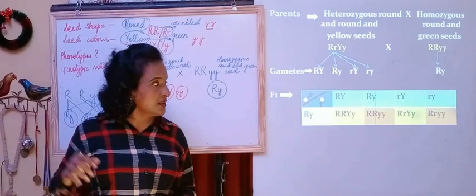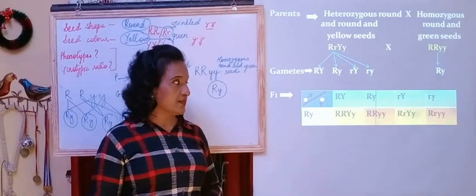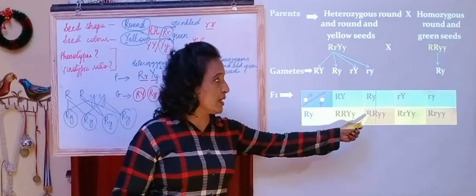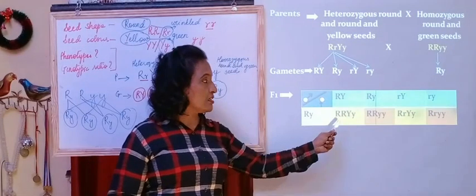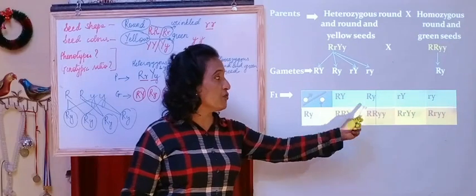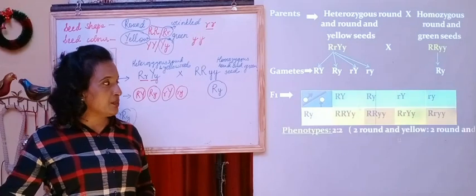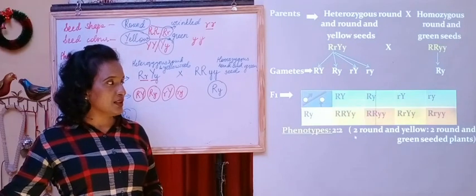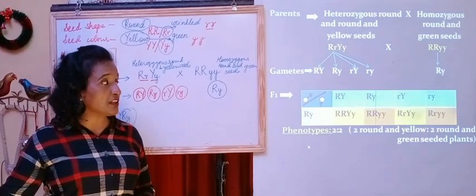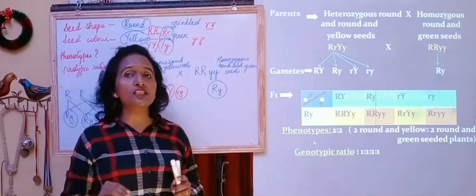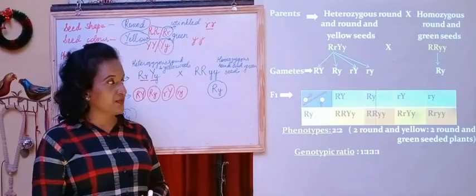If we see here, there are 2 offsprings with capital R, capital Y, right? And there are other 2 offsprings with capital R, small y. This indicates that there are 2 plants with round and yellow seeds and 2 plants with round and green seeds. So what will be the phenotypic ratio here? It will be 2:2. Yes or no? 2 round and yellow seeded plants and 2 round and green seeded plants. And the genotypic ratio would again be 1:1:1:1. Why? Because all the genotypes are different from each other, right?